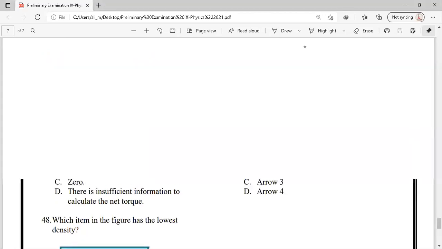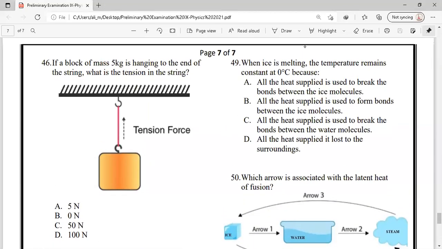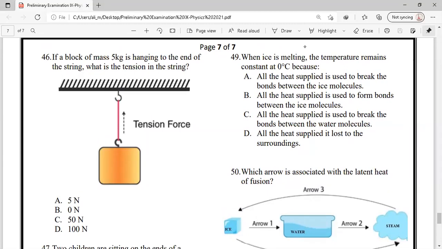Let's come to our question number 49. When ice is melting, the temperature remains constant at 0 degrees centigrade. Melting means solids convert into liquid. Solid जब liquid के अंदर convert हो रहा है, तो इस conversion के दौरान temperature हमेशा constant रहता है.